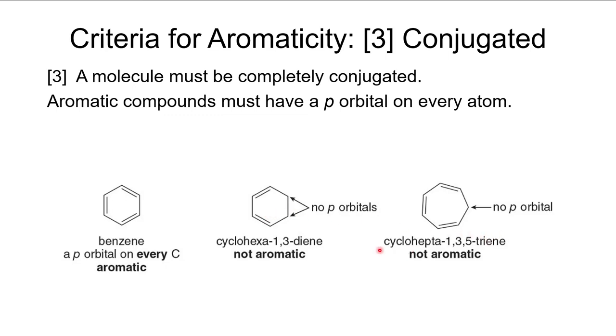Similarly, with cyclohepta-1,3,5-triene, we've got that one sp3 hybridized carbon. All it takes is one sp3 hybridized carbon in a ring, and it means it cannot be aromatic.